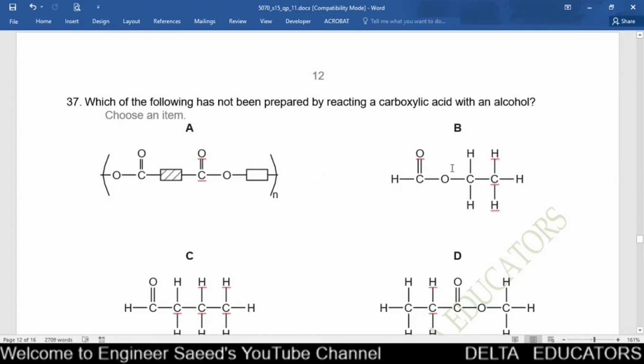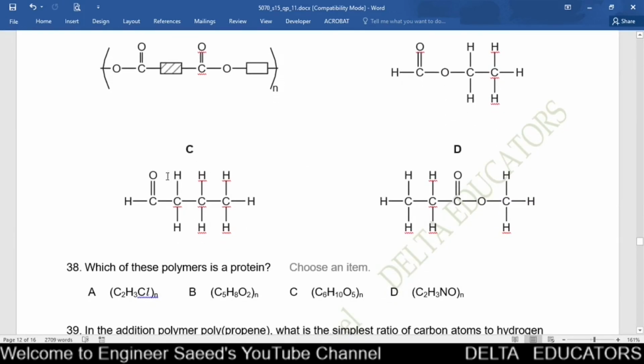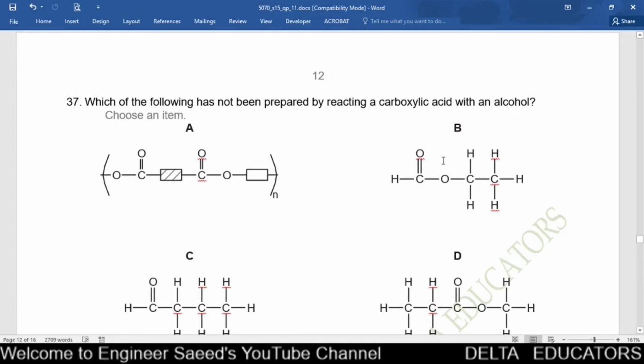Here in option B, we have the COO group, so this one is also an ester. In C, we don't have the COO group, we have only a carbonyl group. Here we have only the CO group, so C is not an ester. In option D, again we have the COO group, so this one is also an ester. So A, B and D are esters, only C is not an ester, so our correct option will be option C.